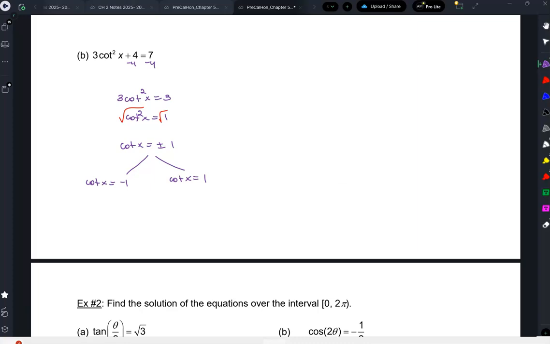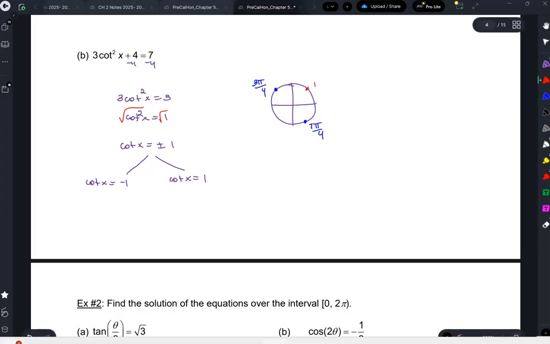Let's see. Cotangent x is equal to -1 here and here, at 3 pi over 4 and at 7 pi over 4, because that's where cotangent is negative. Now, cotangent is +1 at pi over 4 and 5 pi over 4.